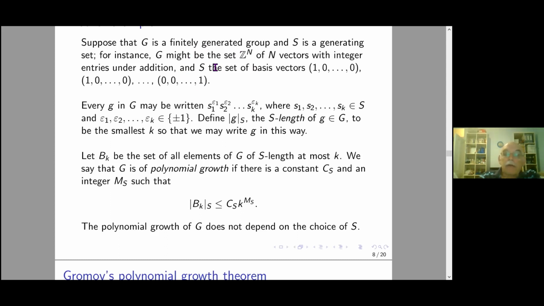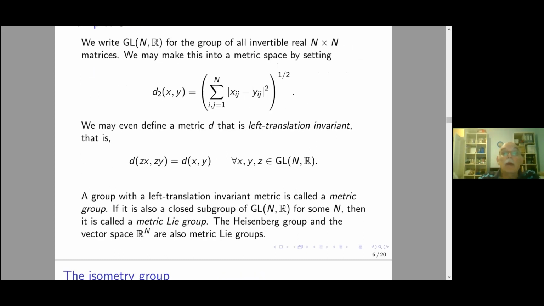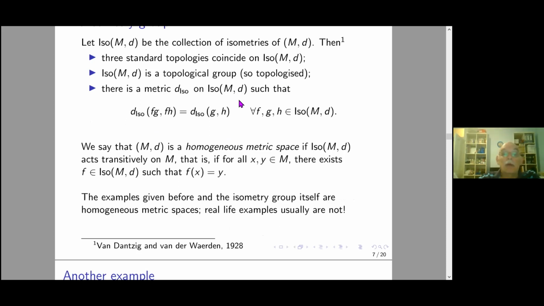But it turns out that if I go back to my example of n by n matrices and try to make this, then if I consider the matrices, I can take a generating set for this that has just got entries of 0 and 1, and it turns out that this is an example that is actually not of polynomial growth. So there are examples of polynomial growth and there are examples that are not of polynomial growth.